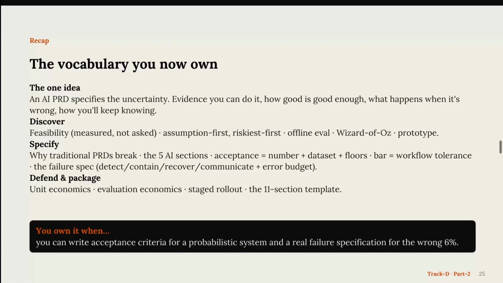Now you own this vocabulary. Now you can write an acceptance criteria for a probabilistic system and a real failure specification for the wrong 6%. I would recommend that you practice this, write your own AI PRD using the sections that we just discussed, and spec the wrong 6% first, not just the happy 94%. Because when you can't spec what an AI will do, your spec happens to be wrong.